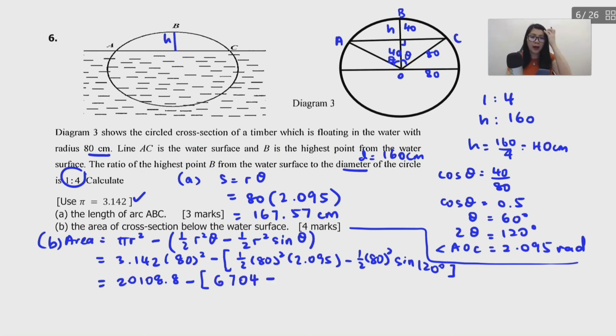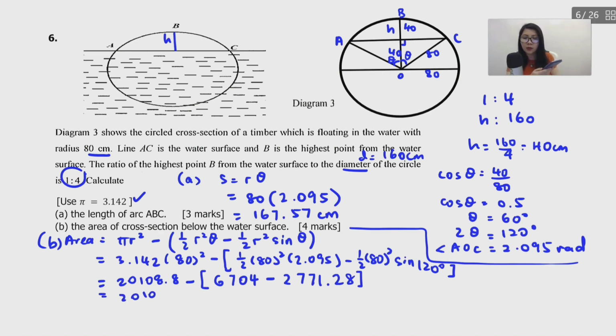Minus, now we find sine 120 first. Then times 80 square, divided by 2, we get 2771.28. Now let's solve this: 6704 minus the answer just now, we get 3932.72.